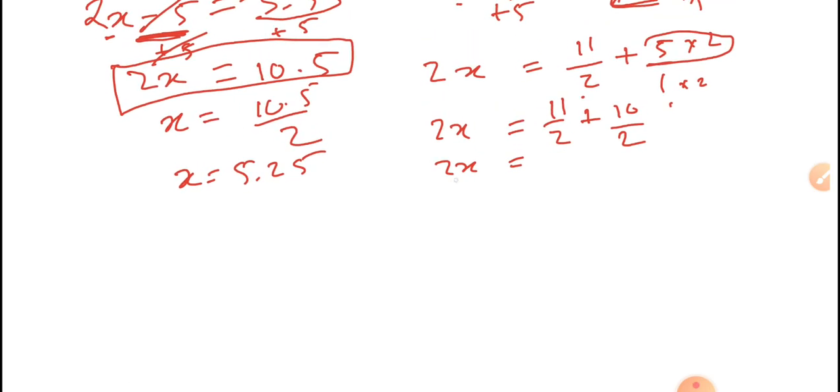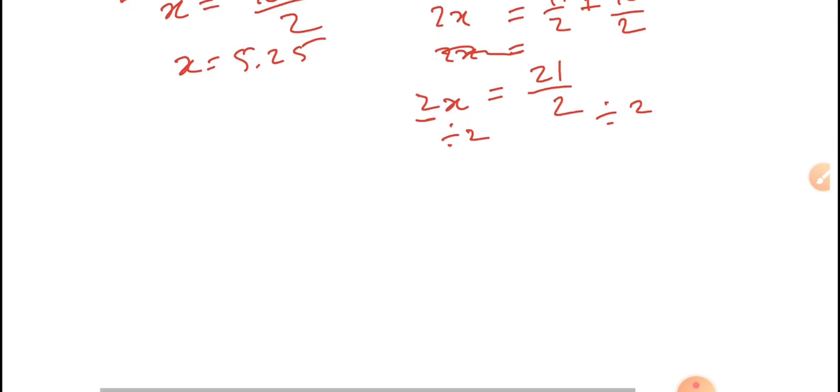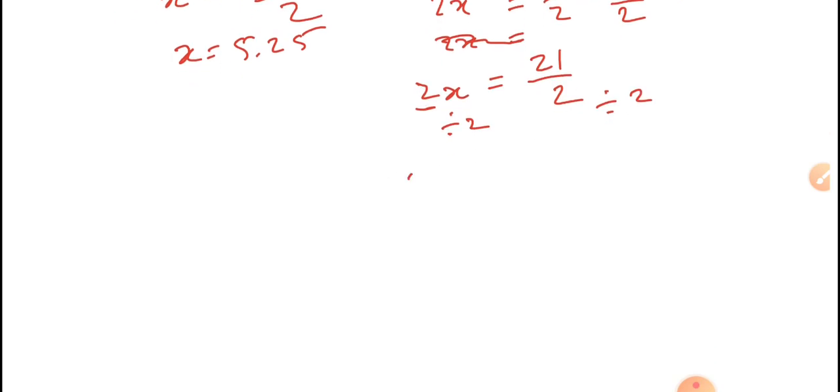Let me just write it again. 2x is equal to, now I can add the numerators. 11 add 10 is 21 over 2. Now, because I want to get the x on its own, I have to get rid of the times 2, so I have to divide both sides by 2. On the left hand side, I'll have x, because the times and divide cancel out. On the right hand side, I have 21 over 2 divided by 2.